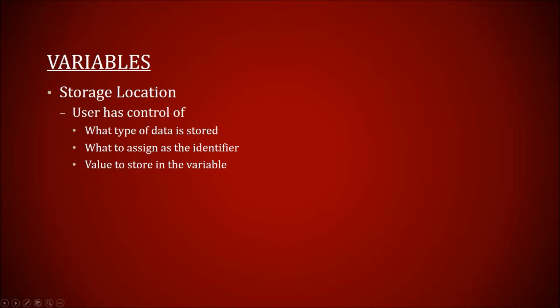So variables, let's take a quick look at what a variable is. So a variable is a storage location. It's just a location that's going to hold some form of data. What's really cool about variables is the user has a lot of control. So the user gets to control what kind of data is stored into the variables. They get to assign a specific identifier to the variables, so the variable's name, and the variables can store a certain value, whatever the user decides to input into them.